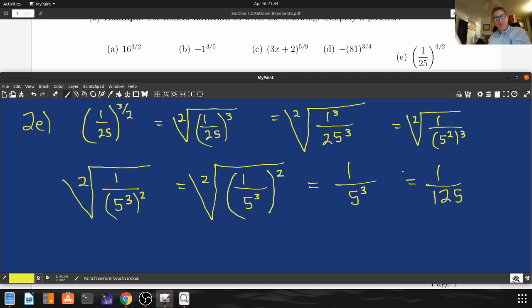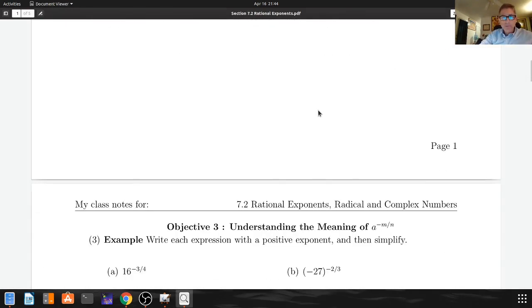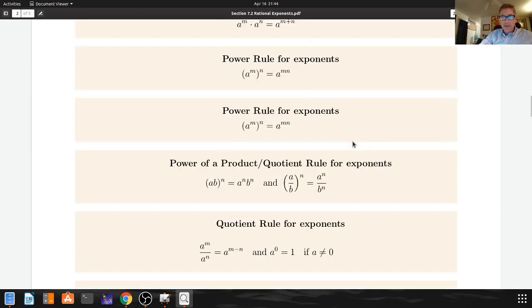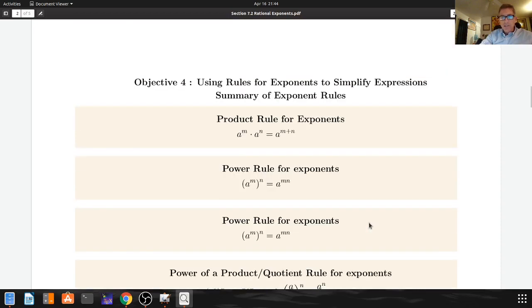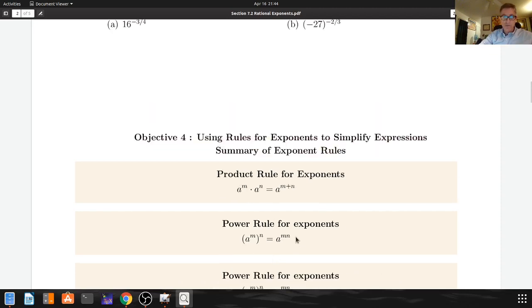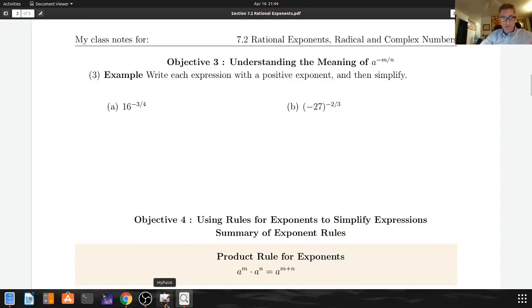Okay, we got through the first page. The next page is just right down here. I just want to show you all of our rules for exponents now actually hold just exactly the same when our values of m and n are rational numbers. Everything holds exactly the same. So the product rule for exponents, let m and n be rational numbers. But let's go up here and do number 3.